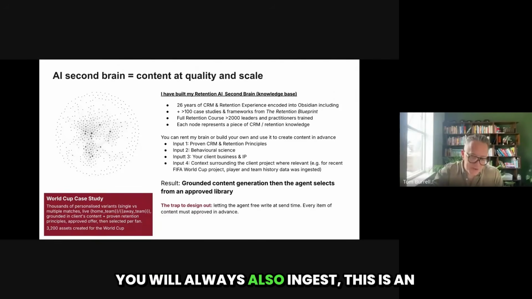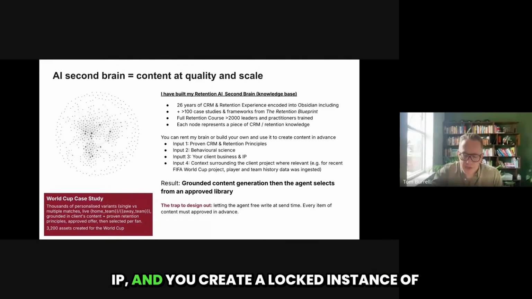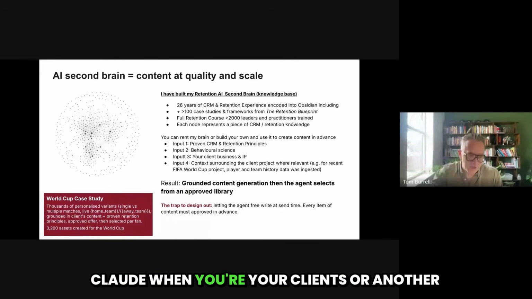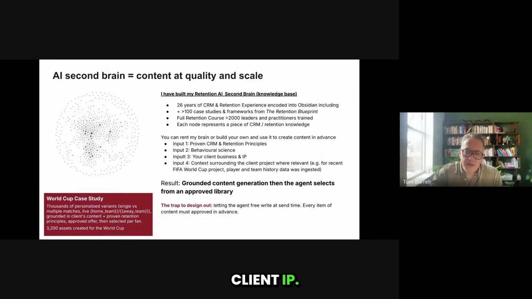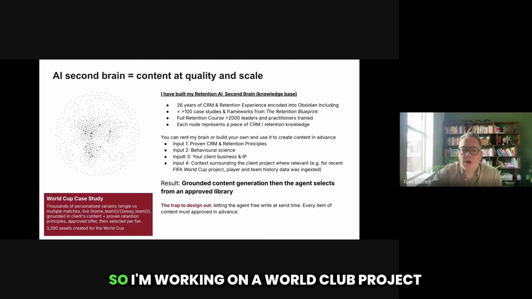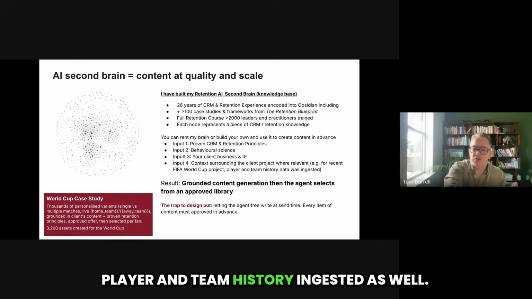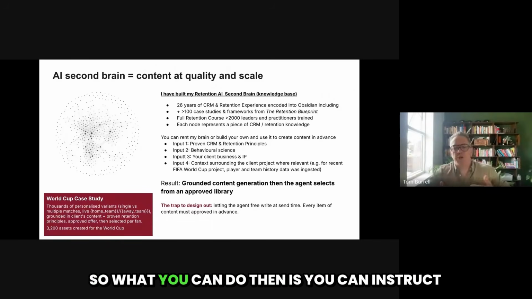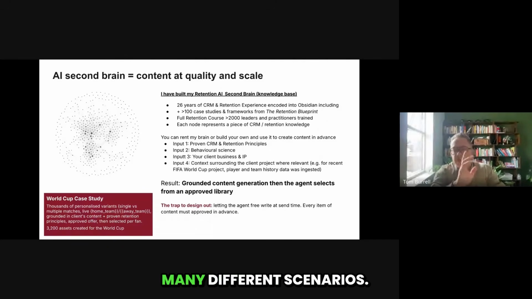You will always also ingest, because it's an offline platform, this is not stored on the internet, your client's business and IP, and you create a locked instance of Claude, or another AI, whatever you prefer, when you're using client IP. And then you can also ingest context surrounding the client project. So I'm working on a World Cup project recently, and we've got all of the player and team history ingested as well. So what you can do then is instruct the AI to create thousands and thousands of personalized messages under many, many different scenarios.